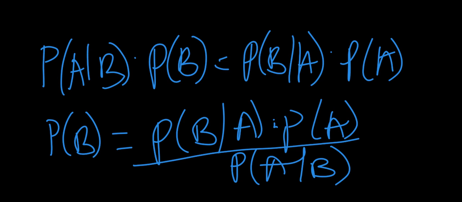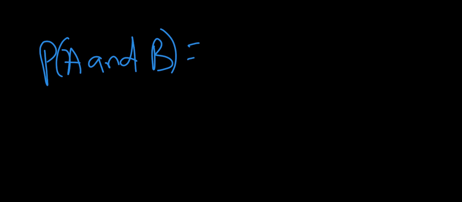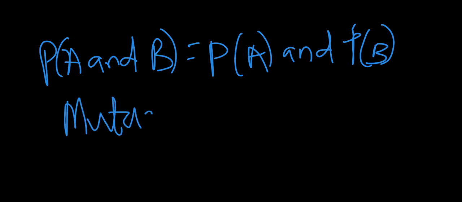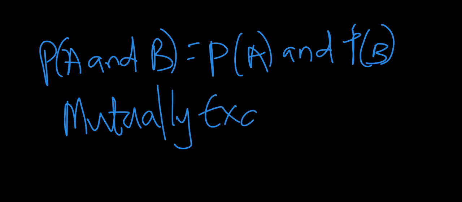Now you might recall that the probability of A and probability of B, from our previous probability lesson, is this. Now this is only valid for mutually exclusive events.